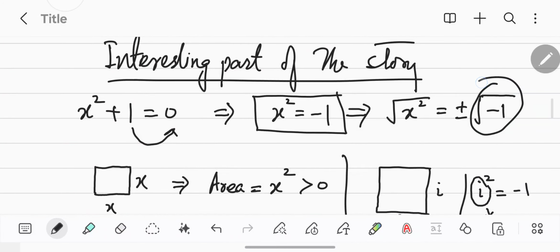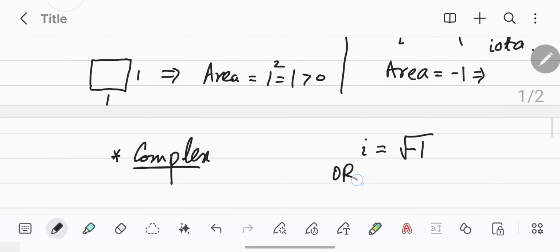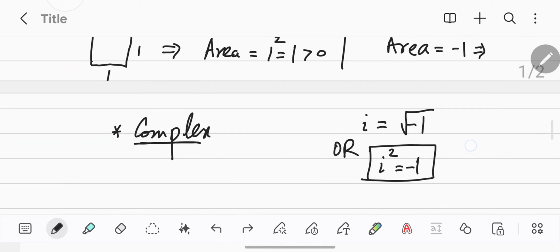This number is called iota, whose square is -1, or I will say iota square is -1. A number whose square is not 1, but -1. Because if it is 1, then there is no problem. It will be positive, and the positive area is always in the real world. But we are in the complex or imaginary world. So iota is a special kind of number which leads us to define some numbers called the complex numbers.